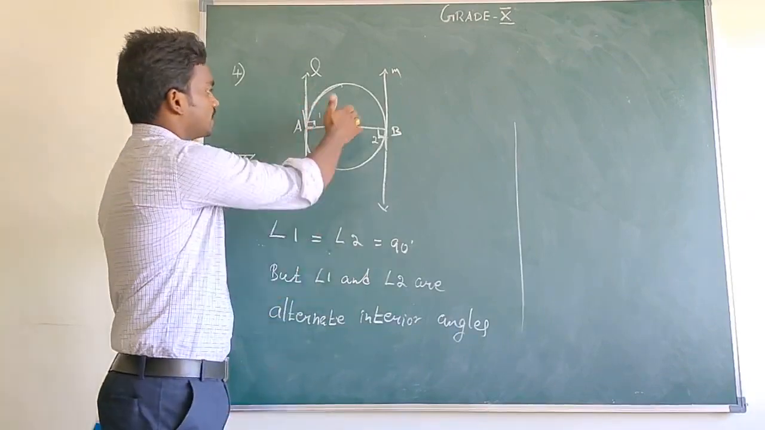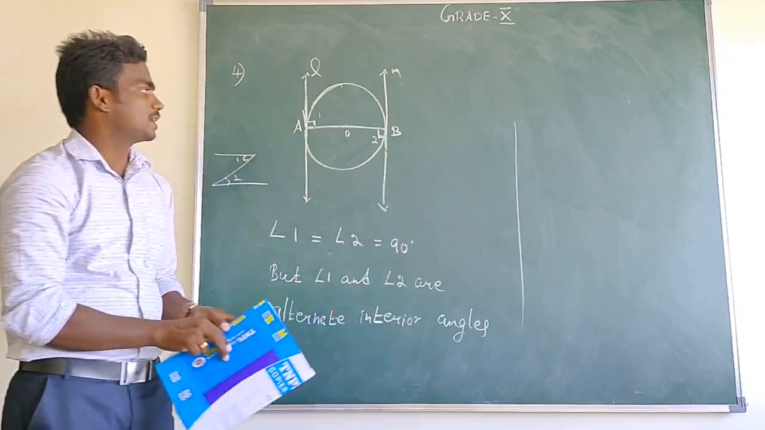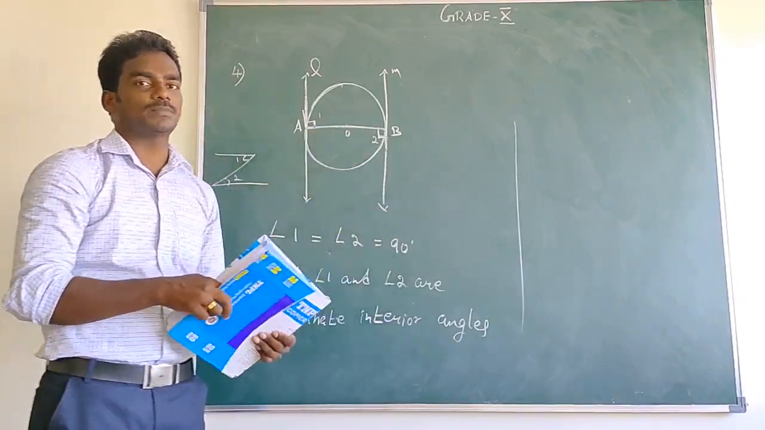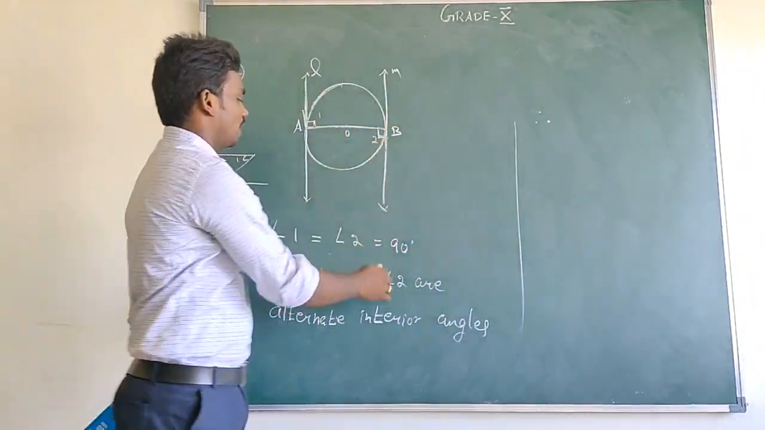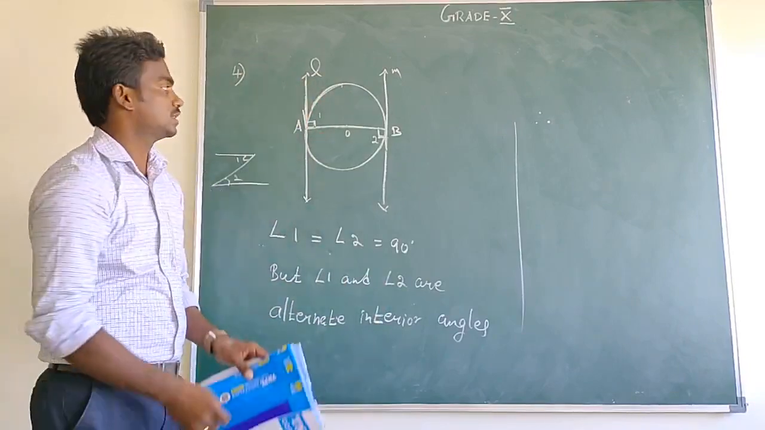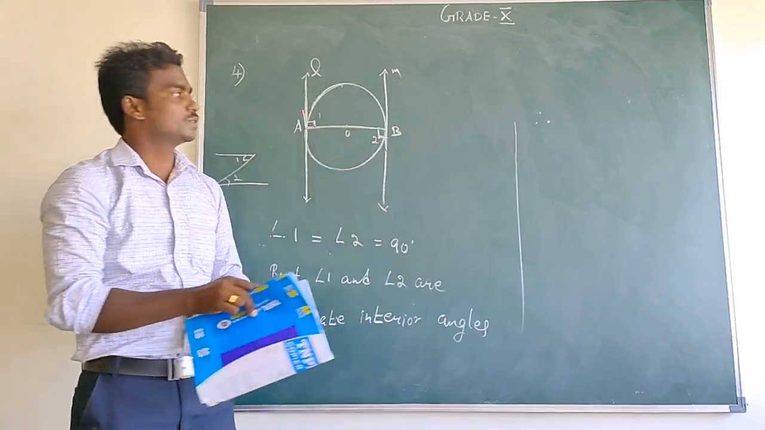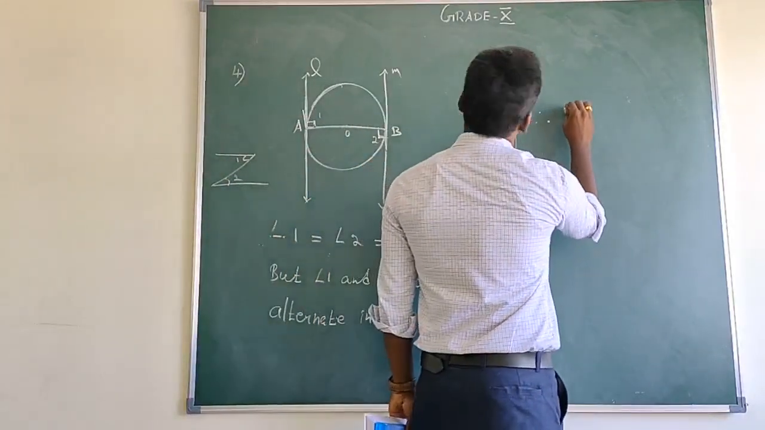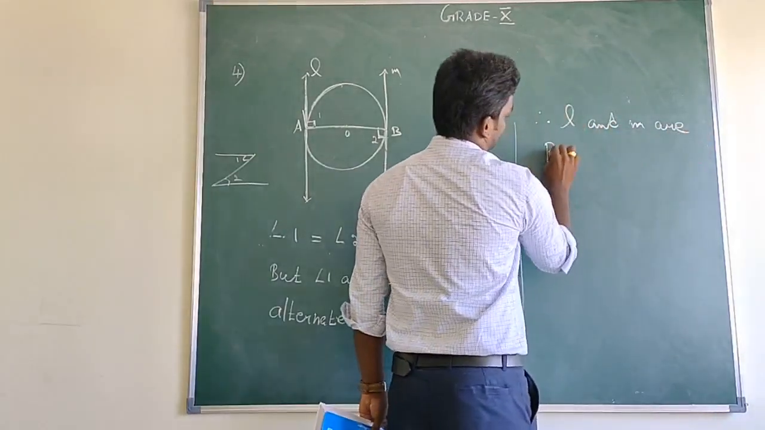So how to consider these lines are parallel lines? Because we know the transversal condition: if two parallel lines are cut by a transversal, then alternate interior angles are equal. So therefore, angle 1 and angle 2 are 90 degree, and these two angles are alternate interior angles, means these two lines are parallel lines. So from the condition of two parallel lines cut by a transversal, alternate interior angles are equal. Here two alternate interior angles are equal, means these two lines are parallel. Therefore, line L and M are parallel lines.